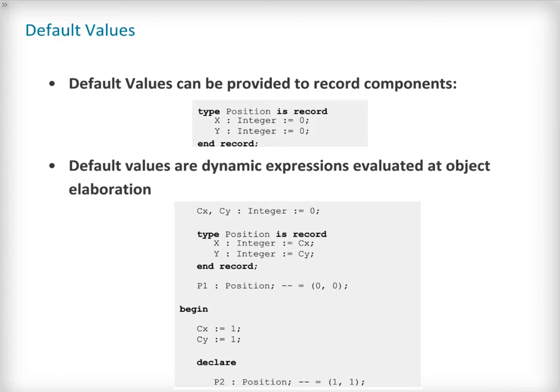These variables are equal to 0 at the start of the program, and if I declare a variable of type position at that point, the values x and y will be equal to the current values of cx and cy, so 0 and 0. Later on, I can change the value of those two variables, cx and cy, and set them to 1, for example. And if I create a new instance of position, p2, in this example, the initialization expressions are going to be recomputed, re-evaluated, and this time the values for the p2 object are going to be 1 and 1.